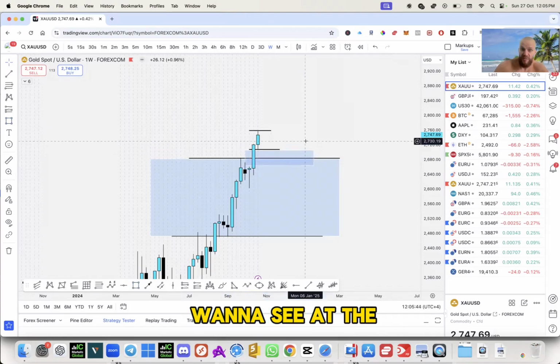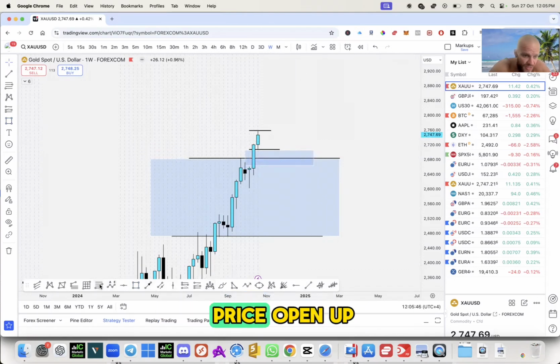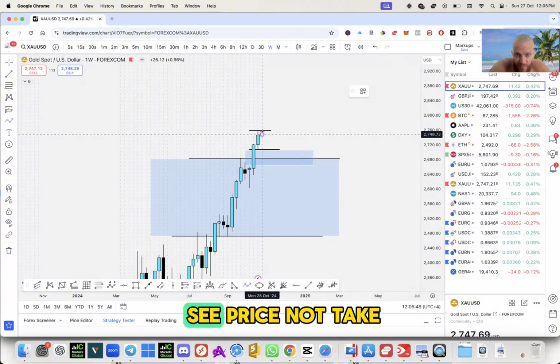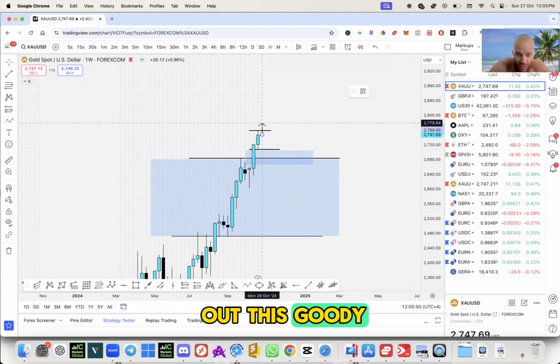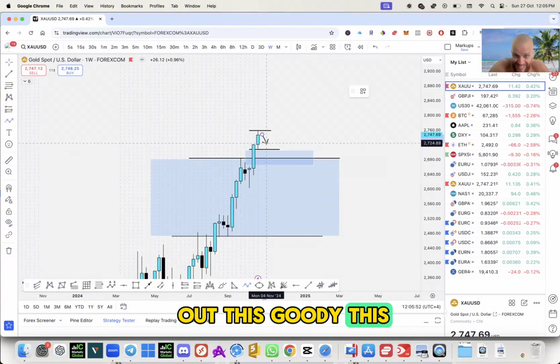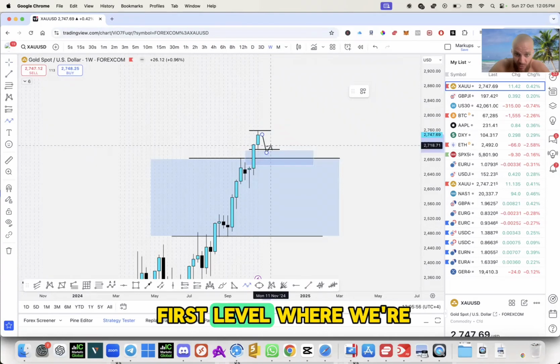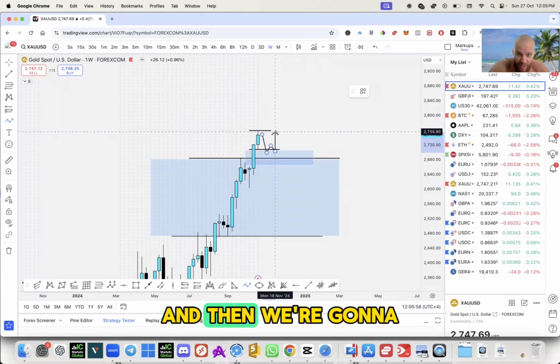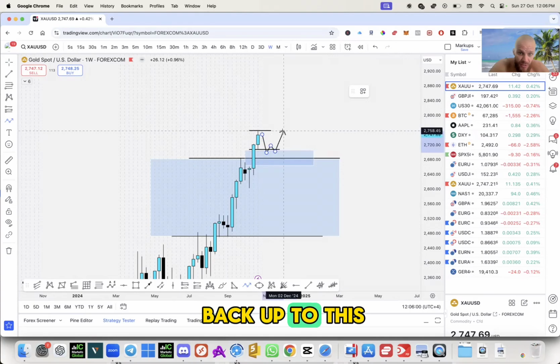So what do I want to see at the beginning of next week? I want to see price open up, and I want to see price not take out this liquidity. I want to see price pull back and take out this liquidity. This level here is going to be the first level where we're going to look for reversals, and then we're going to look to trade price back up through this weekly range.